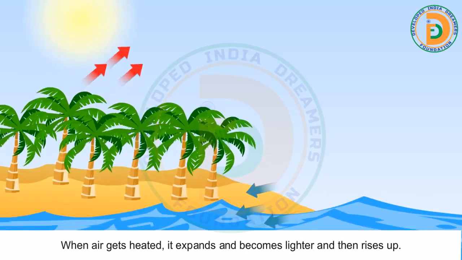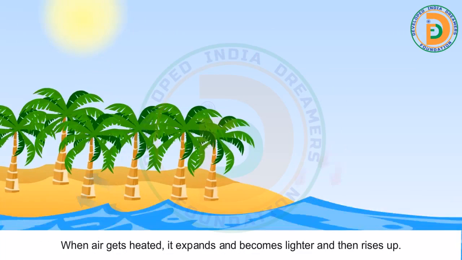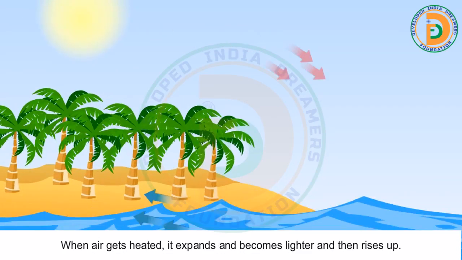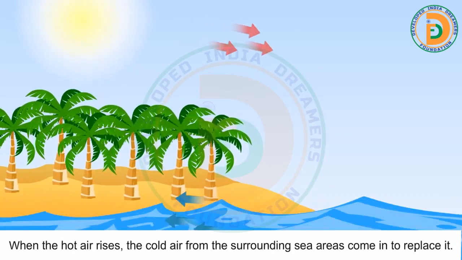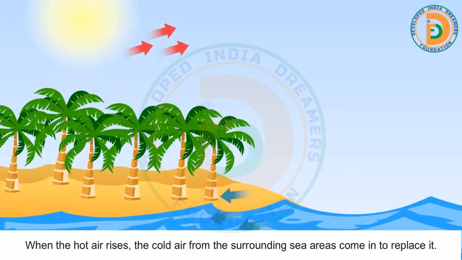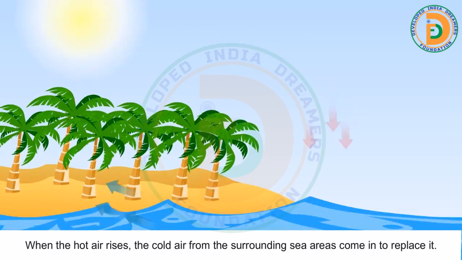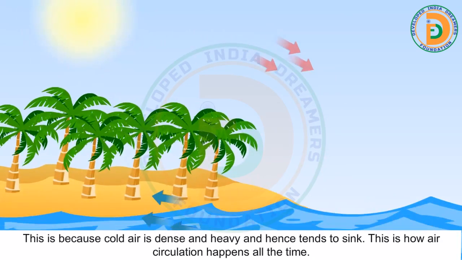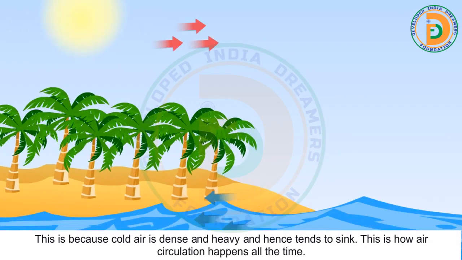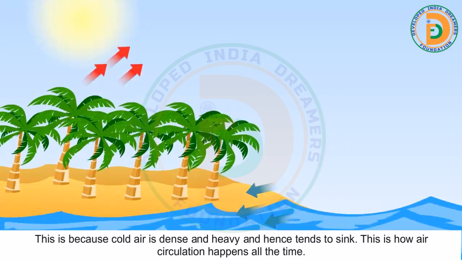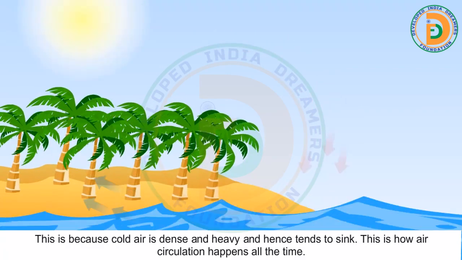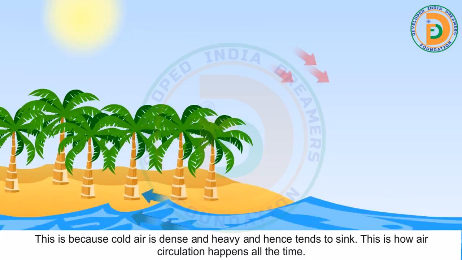When air gets heated, it expands and becomes lighter and then rises up. When the hot air rises, the cold air from the surrounding sea areas comes in to replace it. This is because cold air is dense and heavy and hence tends to sink. This is how air circulation happens all the time.